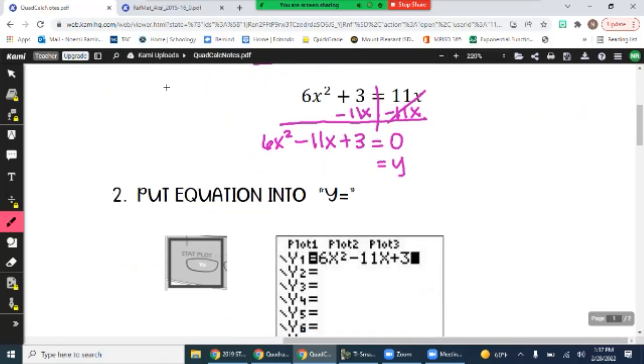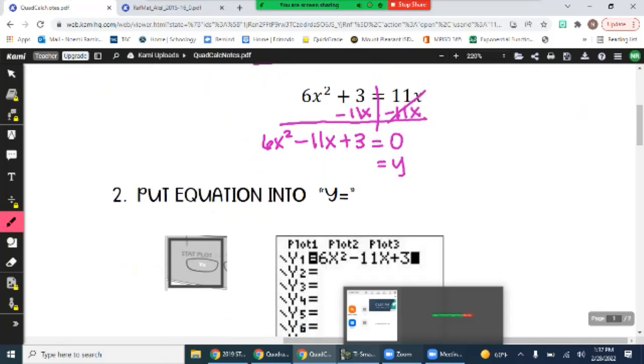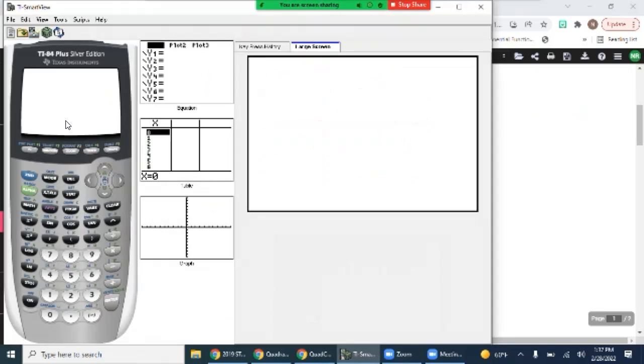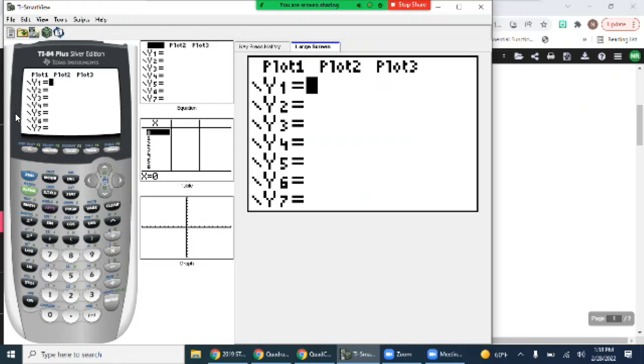Once you're done making sure that all of your terms are on the same side, you're going to put the equation into y equals. So we're going to go to the calculator and find y equals. And remember, because this is a calculator-based lesson, you need to tell me as soon as you get lost. I don't want to find out you're lost when we're on step 11 and you're on step 2. So go to y equals. Everybody should be on this screen. Yes. I'm going to want to see a lot of head nods today, okay?